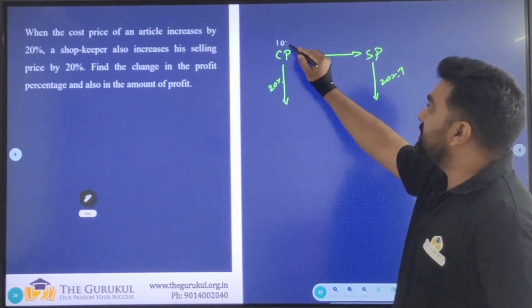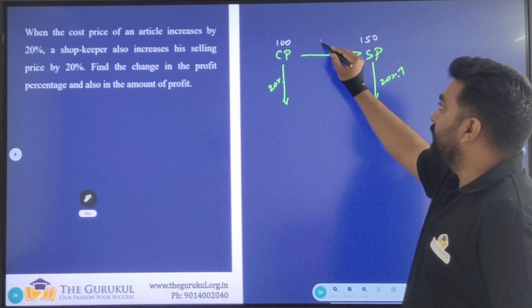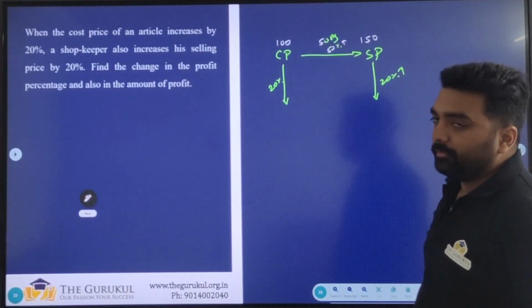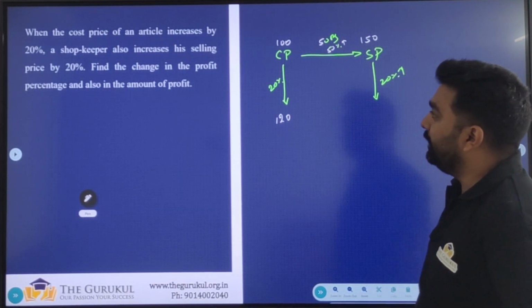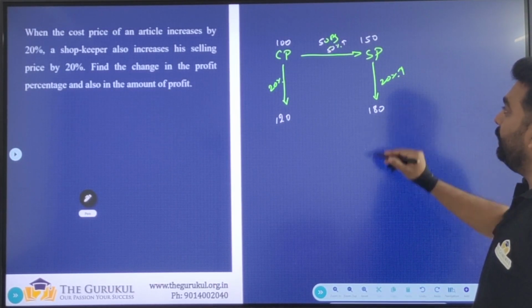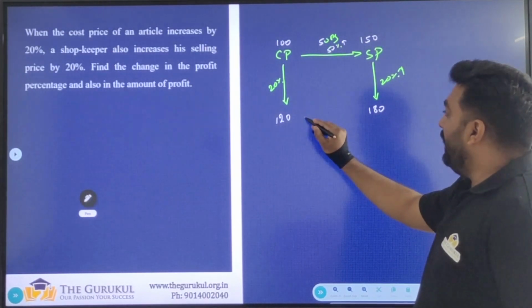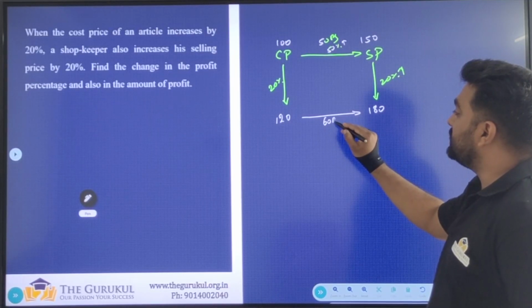If I am purchasing for 100, I sold for 150, I will get 50 rupees profit and 50% profit. It increased by 20%, it became 120. It increased by 20%, it became 180. Now, is there any change? The amount of profit is 180 minus 120, which is 60 rupees.